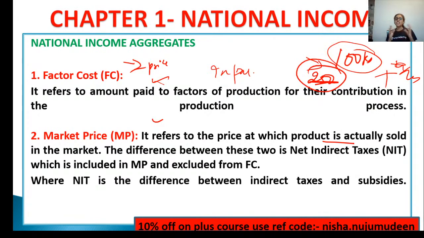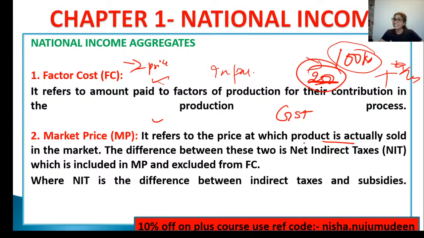The difference between these two is the net indirect taxes, which is included in your market price and excluded from the factor cost, because factory price does not take into consideration indirect tax. These days you have something called GST, right? Goods and Services Tax. So that is what the whole point is all about. Clear? So when you include indirect tax and the value of the product increases, that is called your market price. Clear?